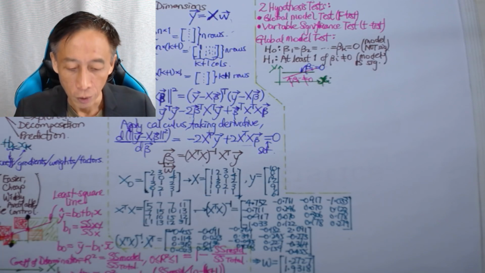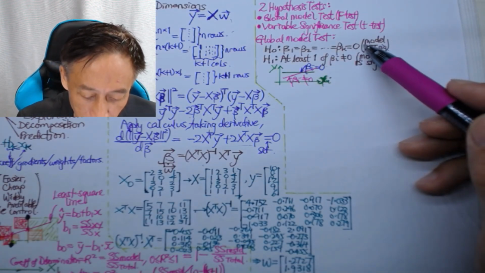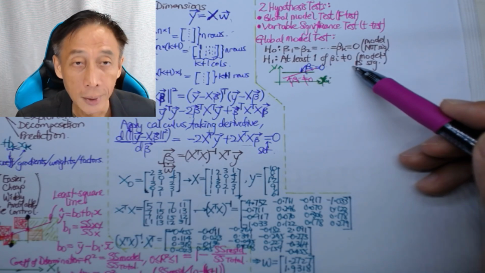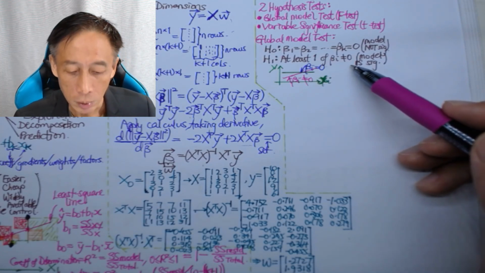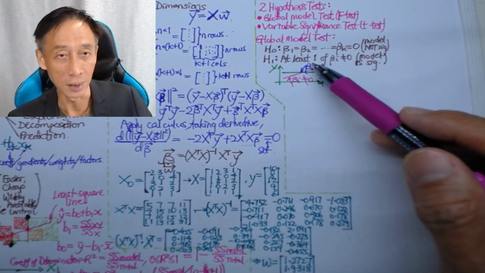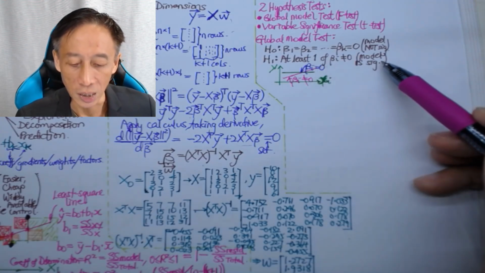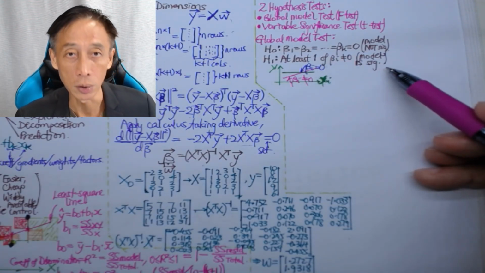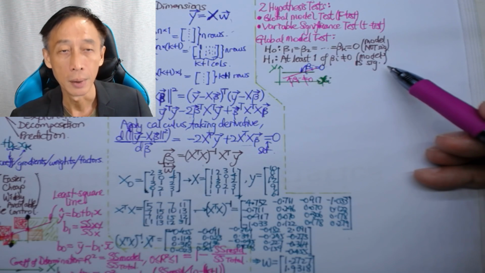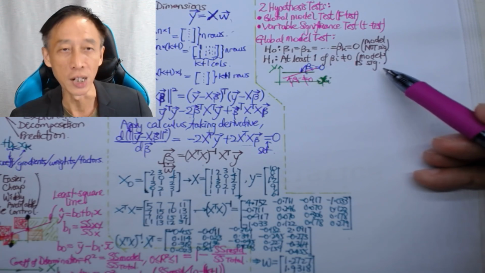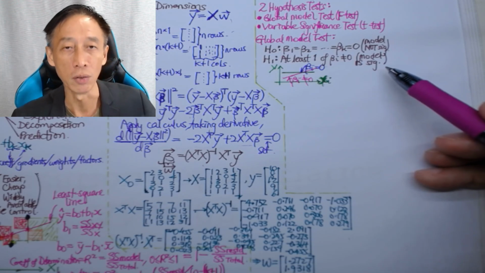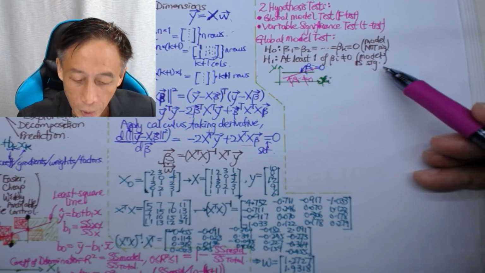So if the p-value is very small, then we reject H naught. By now you should understand that. Then the model is indeed significant, right? Because as a collection, this collection of measurements allows me to predict very well. All right, so R squared is very close to 1.